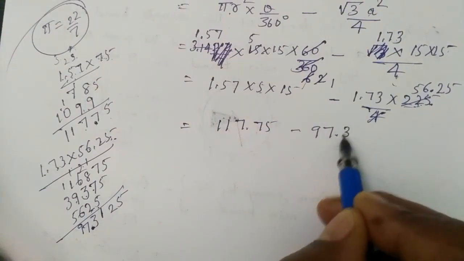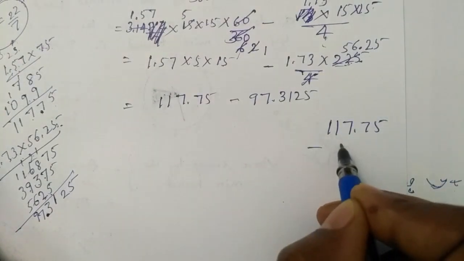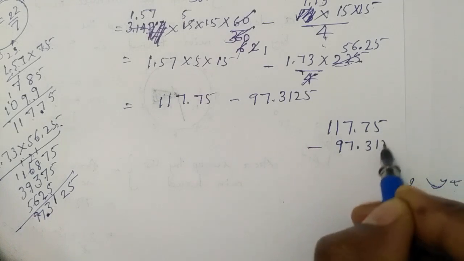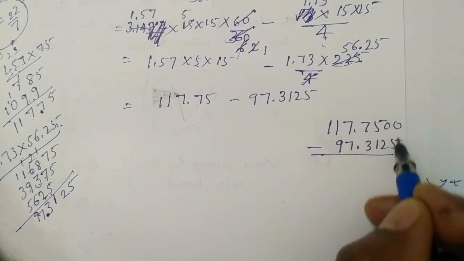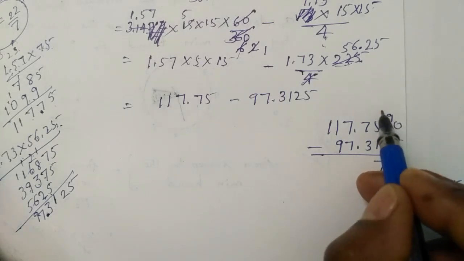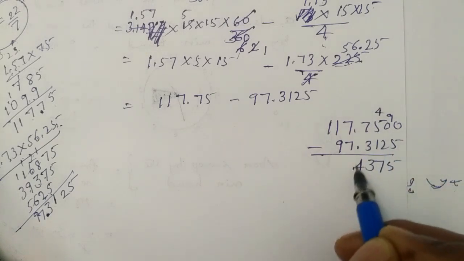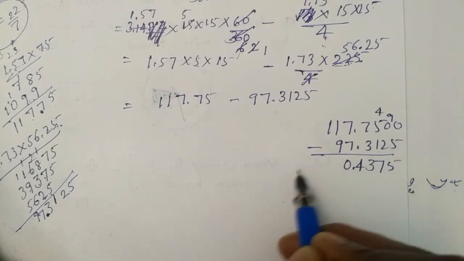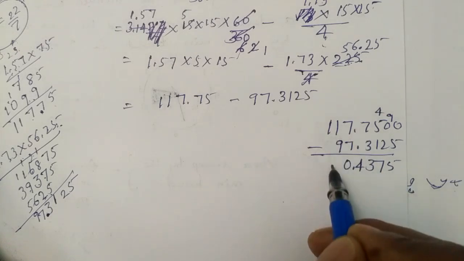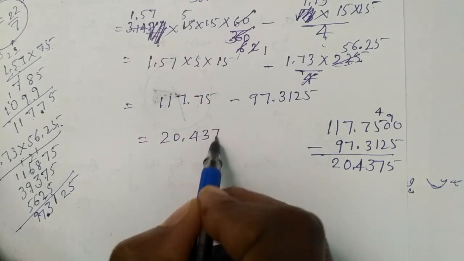Minus 97.3125, we subtract now. 117.75 minus 97.3125, we'll subtract these two. So it is 10 minus 5, it is 5, 9 here, 7, and here already it became 4, 4 minus 1, 3, 4, 7, 0 again. Now here 11, here 2. Final answer is 20.4375. This is the area of the minor segment.